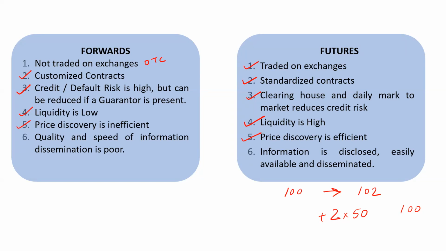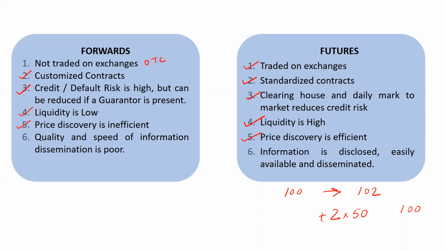In forward contract, the quality and speed of information dissemination is poor because the price discovery is not efficient. We do not know at what prices other people are trading into the contract, or how many forward contracts are existing at any point in time. Because it's an OTC contract, no information is available. So let's say nobody will tell how many forward contracts on Nifty or on apples, oranges, crude oil are available at one point in time. So quality and speed of information dissemination is poor in OTC markets.